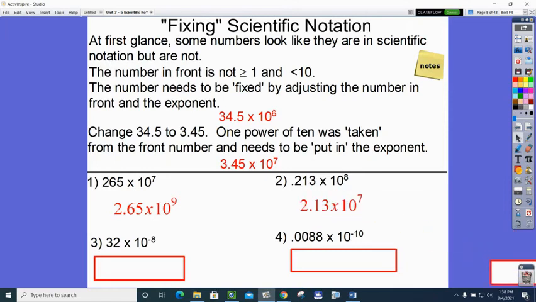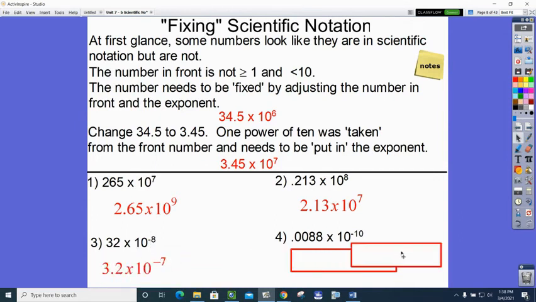How's that? Okay, cautionary tale. The next 2 are where people will mess up. Take a careful look at your exponent. Try number 3 yourself. All right, so the 32 has to get smaller by a power of 10, so 3.2, which means this has to get bigger. -8 plus 1 is -7, not -9. Don't just look at it and say, oh, 9's bigger than 8. No, -7 is actually one number bigger. The negatives go in the opposite direction.